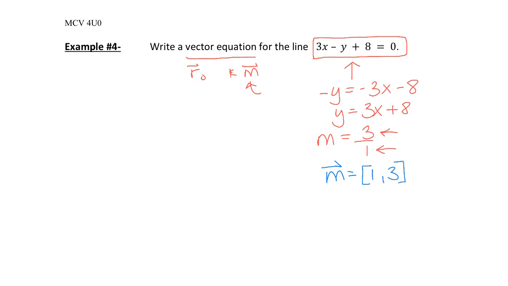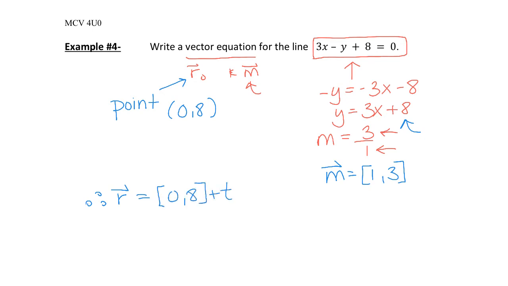The only other thing I need is a point on the line. Well, I have a point. I have my y-intercept. So my y-intercept for this equation is 0, 8. So I can use that for my position vector. So my final answer here is the vector equation. Again, you can write r or you can do x, y, it doesn't matter to me, is equal to 0, 8 plus t, 1, 3.